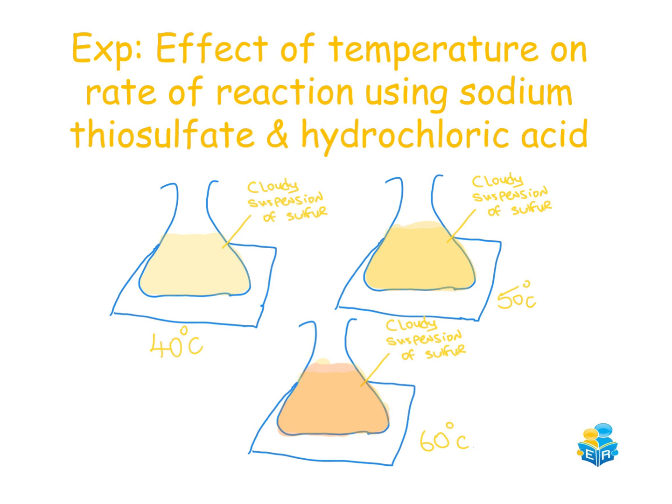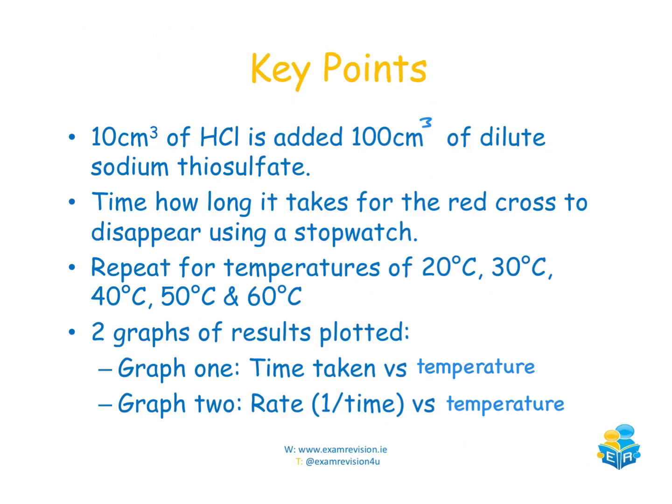experiment will differ. Now, from our studies of rates of reaction at Leaving Cert, we should know that the rate of a chemical reaction increases as the temperature rises. So if we look here, we can see at 40 degrees, 50 degrees and 60 degrees, we form a cloudy suspension. And the cloudy suspension gets darker as the temperature increases. So a good place to start would be to look at the key points of this experiment.